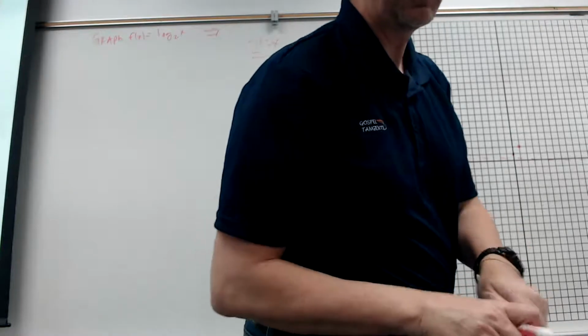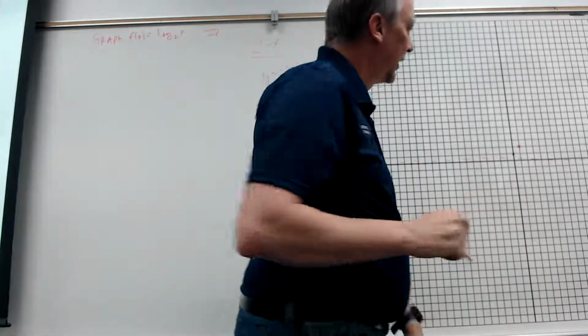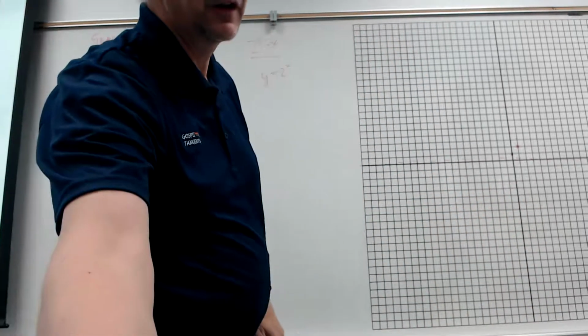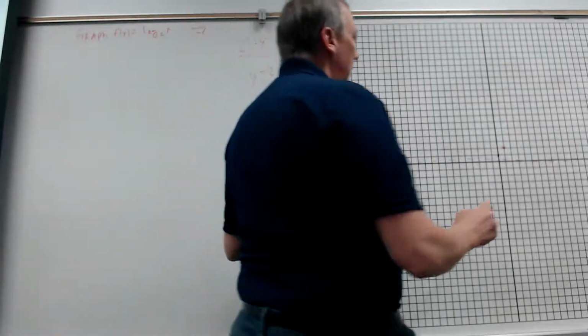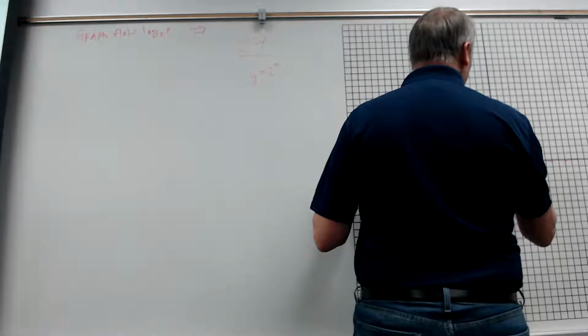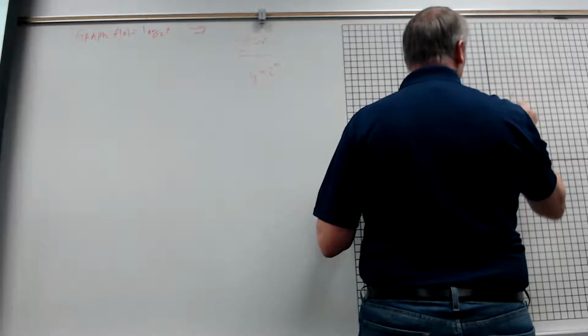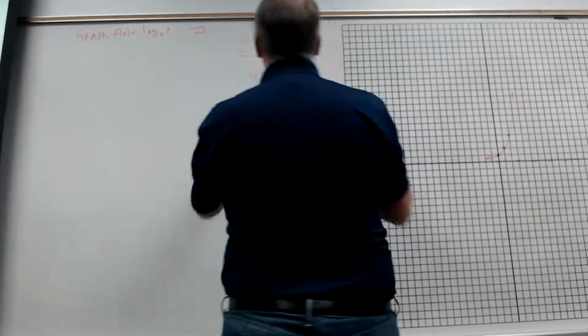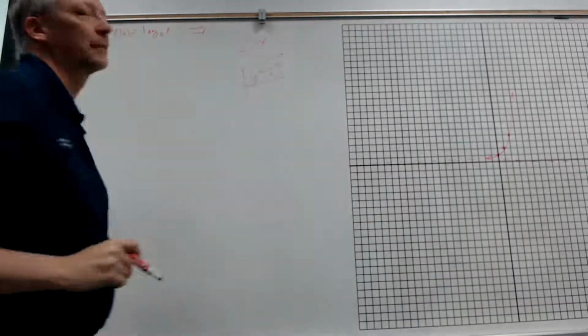Since I'm using a nice grid here. Can you see my grid? I probably should pick something darker. Well, I will pick something darker in a minute. Okay, and then if x is 2, y is 4. So it's going to look something like this. Okay, that's y equals 2 to the x.